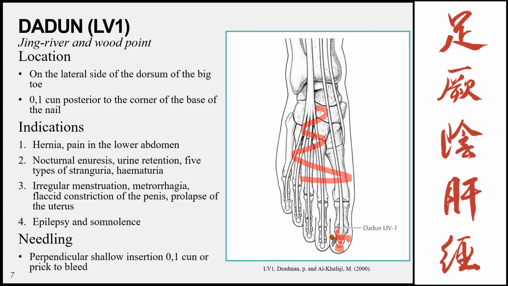This point can be used for hernia and pain in the lower abdomen. It can also be used for nocturnal enuresis, urine retention, and the 5 types of stranguria, and also for hematuria. Thirdly, it can be used for irregular menstruation, metrorrhagia, flaccid constriction of the penis, and prolapse of the uterus. And fourthly, it can be used for epilepsy and somnolence.